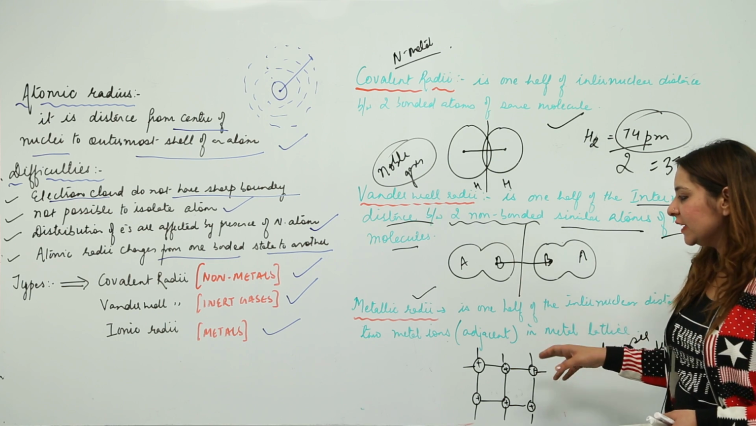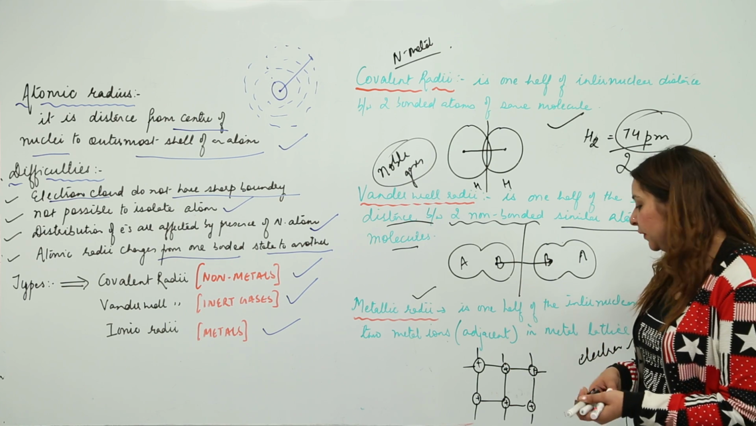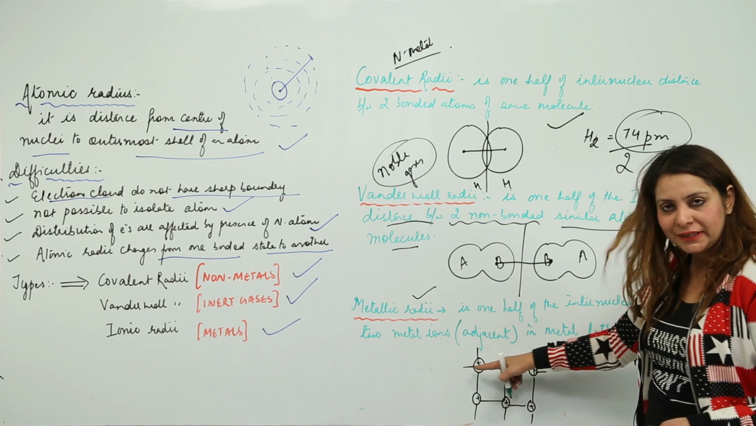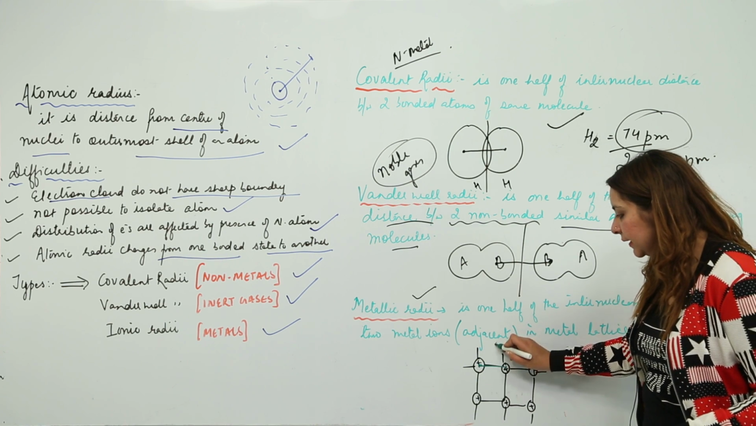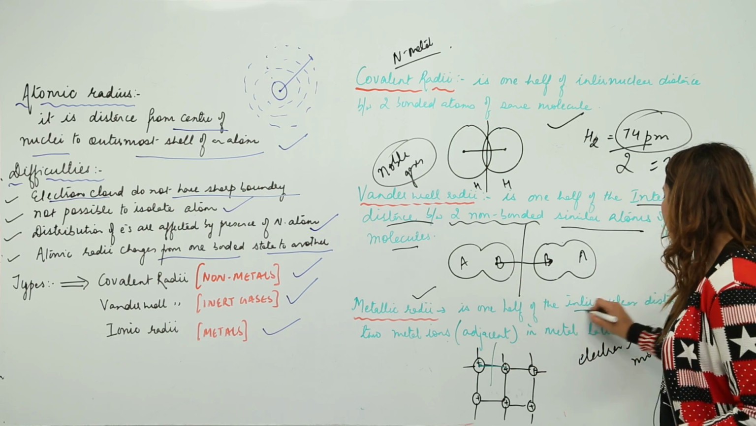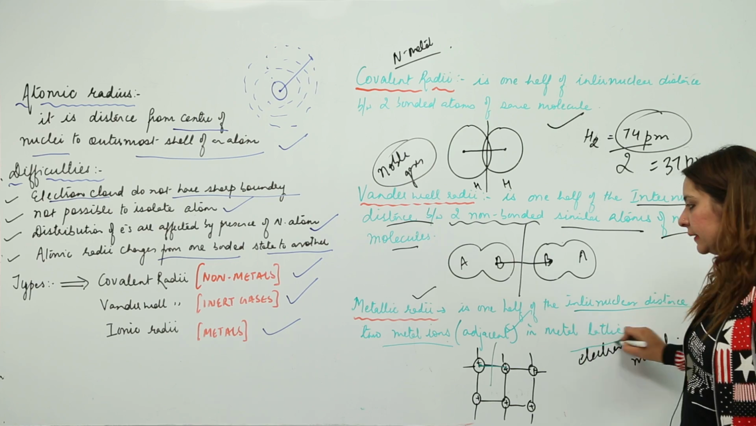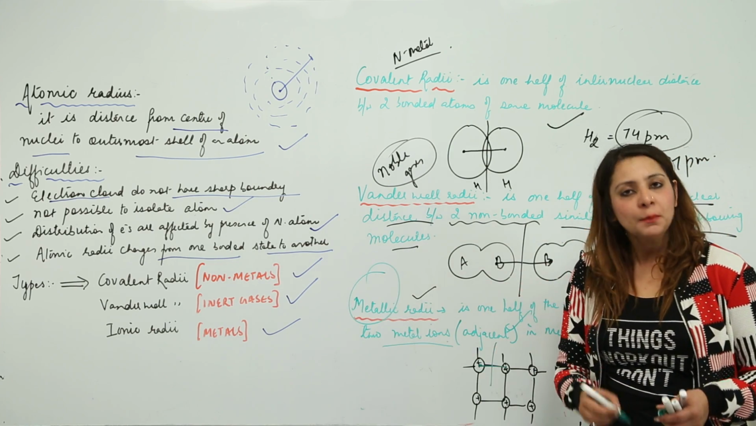So here, what is a metallic radii? These two ions you can see. So the distance between any two adjacent metal ions, let's say that these are two adjacent metal ions. The internuclear distance between these two metal ions, one half of the internuclear distance between the two metal ions, and they should be adjacent in a lattice, that is the metallic radii, which operates in the case of, obviously, the metals.